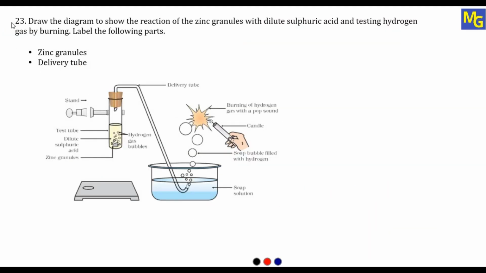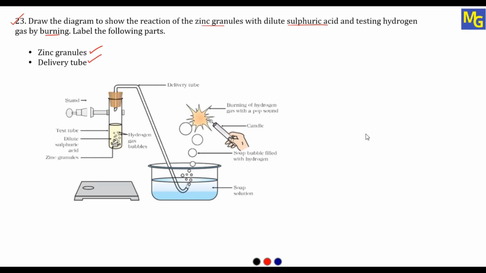So now we are going to start with question number 23. Draw the diagram to show the reaction of the zinc granules with dilute sulphuric acid and testing hydrogen gas by burning. Label the following parts. So here in the question, we have to draw the diagram by showing all this activity, and we have to label zinc granules and delivery tube. So this is the diagram which you have to draw here.